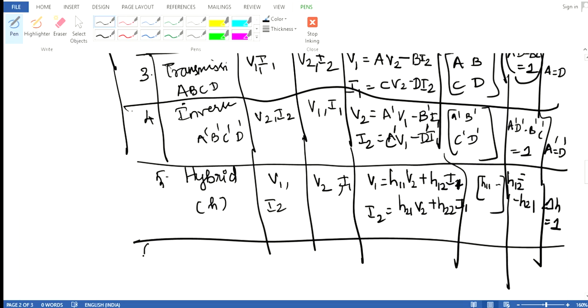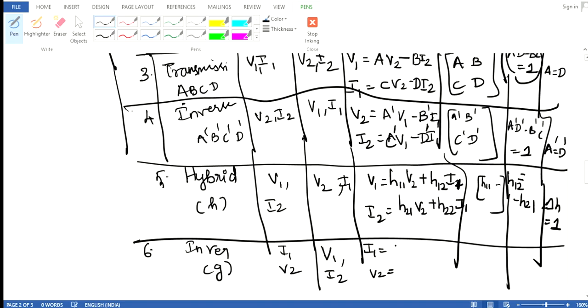And the last one, sixth one, you yourself can write. What is the name? Inverse hybrid. What letter? We are using the letter G. V1 I2 is for hybrid, so definitely I1 V2 is for inverse hybrid. Tell me the equation. Left will be I1 V2.